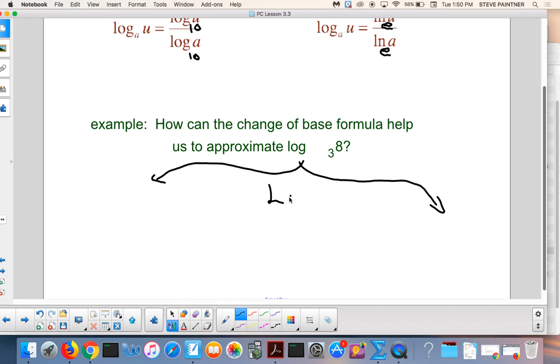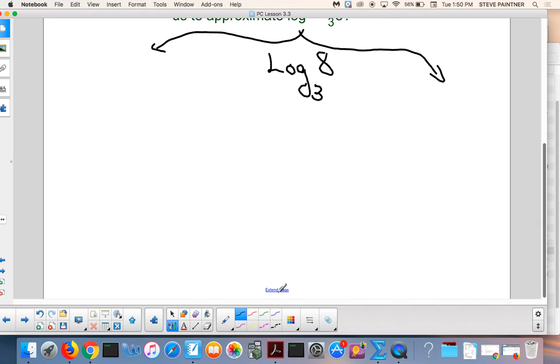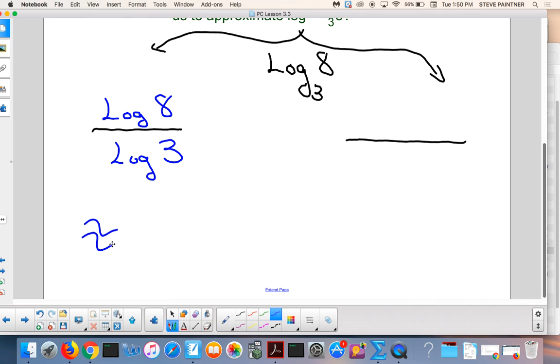This problem is kind of messed up looking. I'm going to rewrite it. This is what it says. Log base 3 of 8. What's the answer? Katie, give me one way you wrote it. Just one way. 8 over log 3. What's the answer? 1.893. Okay.